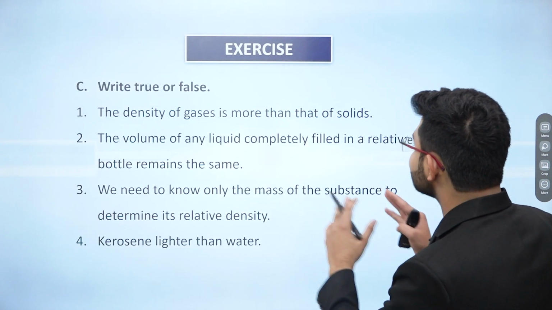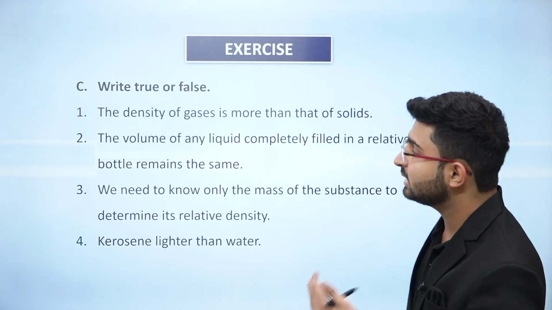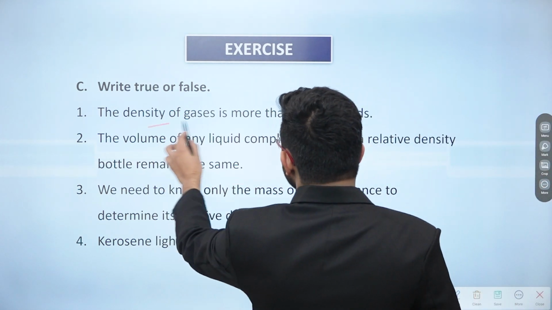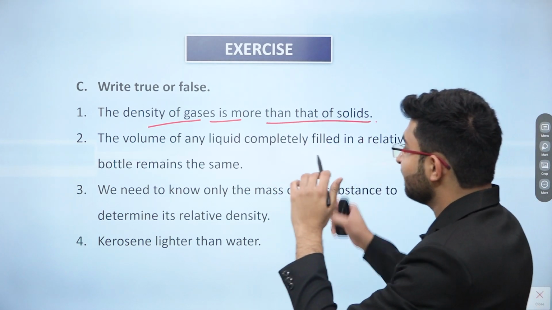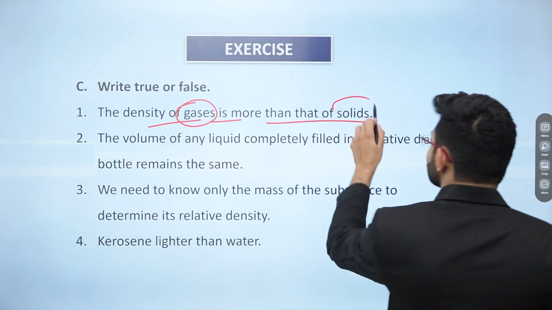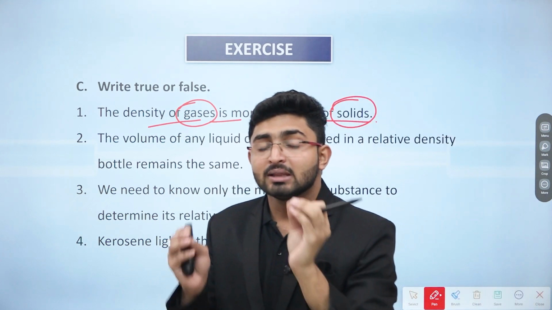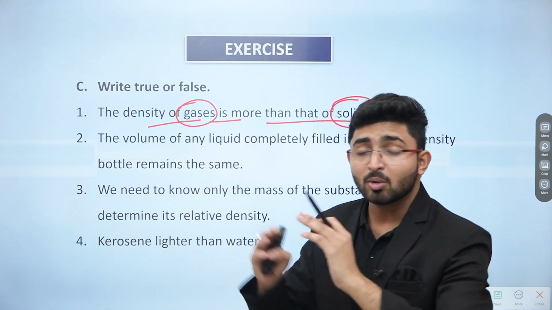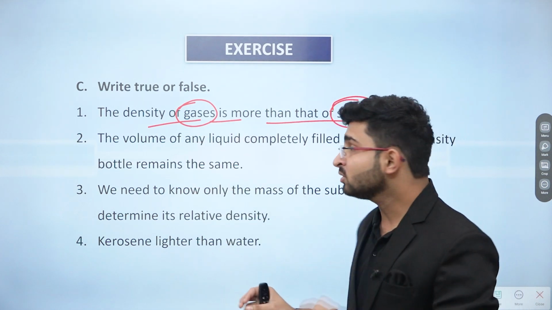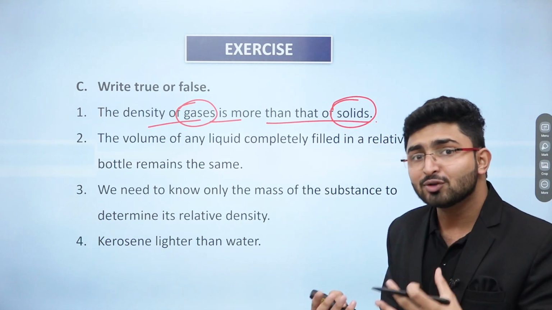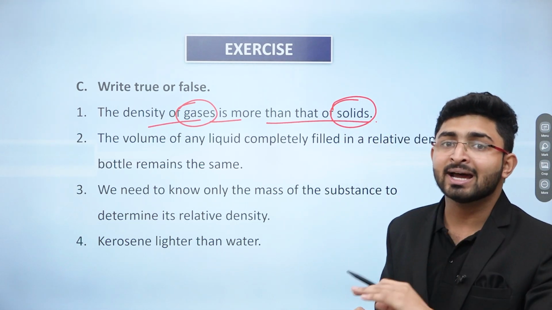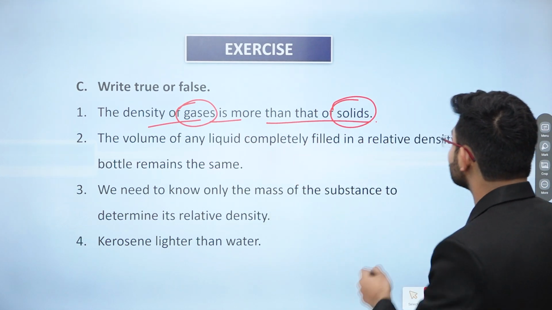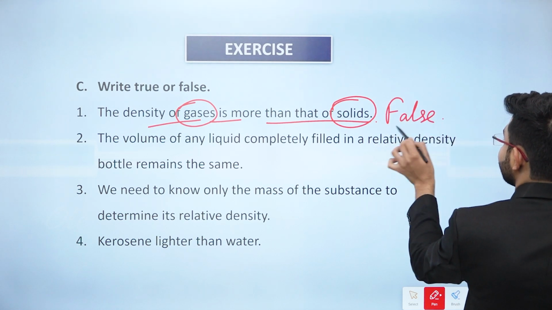Now moving ahead, next one is write true or false. You have to write true or false for the statements given here. The very first statement says the density of gases is more than that of solids. In both cases the arrangement of the intermolecular particles is different, right? In gases, the molecules are far apart from each other, and in solids they have a rigid structure. So solids have greater density than gases, but it is written that the density of gases is more than that of solids. So it's a false statement, right?